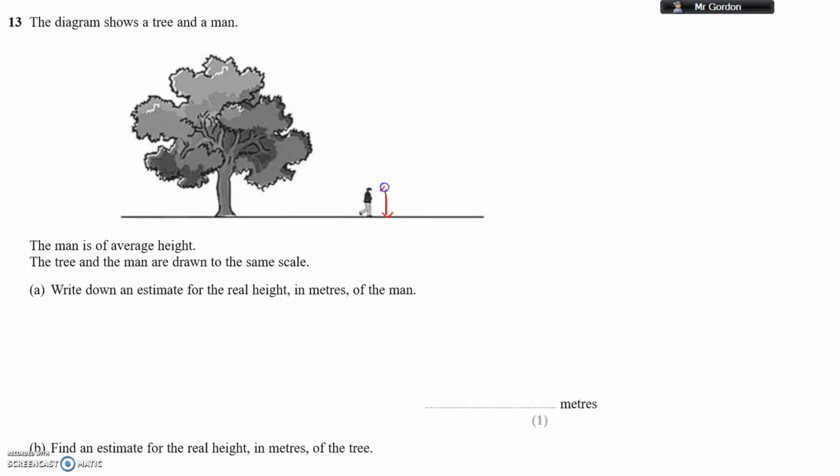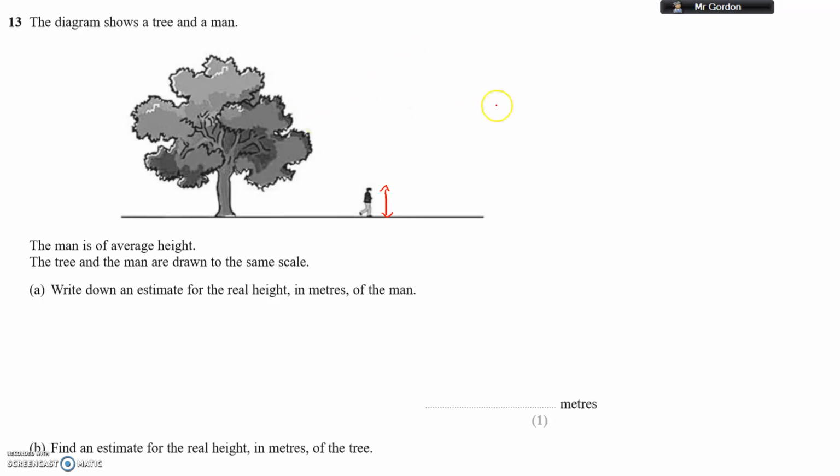Okay, so there was a bit of moaning about this question after it was done, about not knowing how tall men are. But if they're going to test us on something, I suppose testing us on the height of people is kind of okay, isn't it? We should probably know the average height of a man.